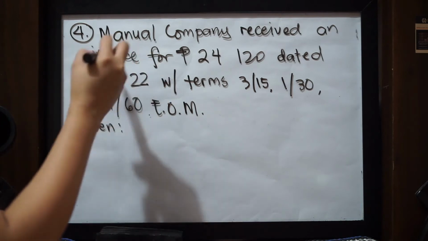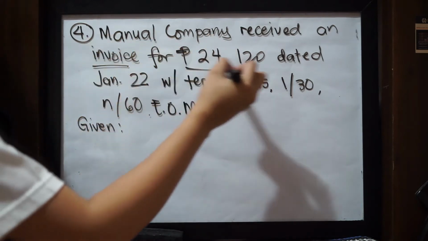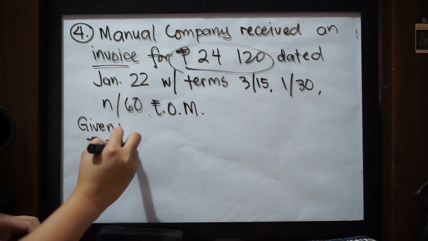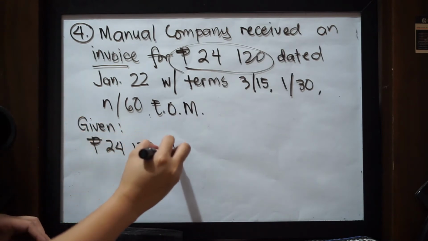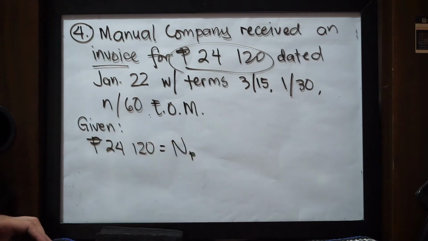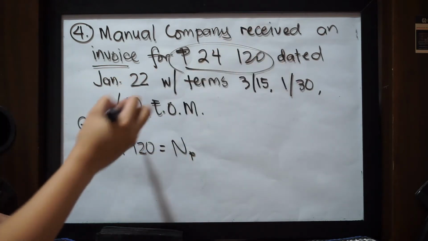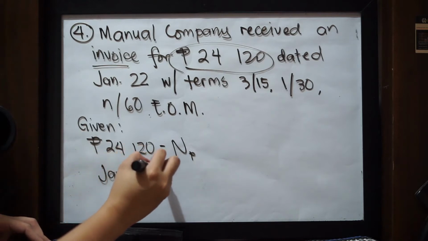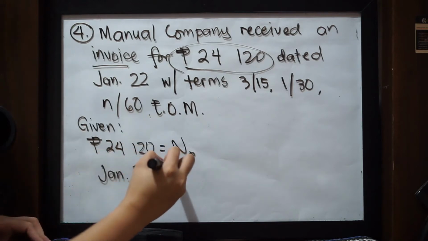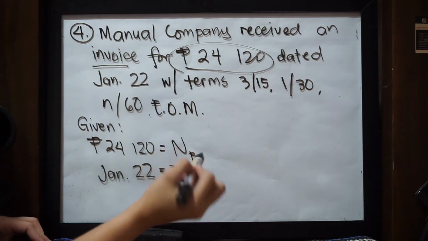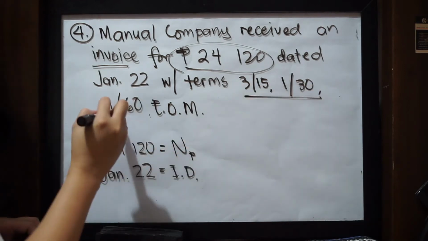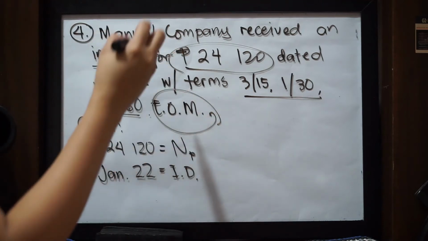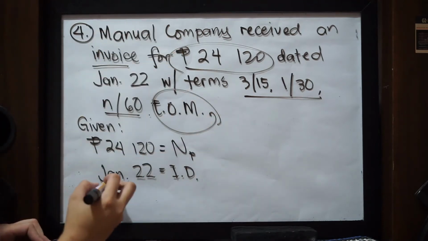So, same process ulit. May nakita kayong invoice for 24,120, meaning to say, yung 24,120 ko ay ang mahiwagang net price. Sunod, dated January 22. So, paulit-ulit lang tayo. Ganun lang lagi. So, January 22 is invoice date, with terms 3/15, 1/30, and N/60 EOM. That makes this problem under end of the month dating.